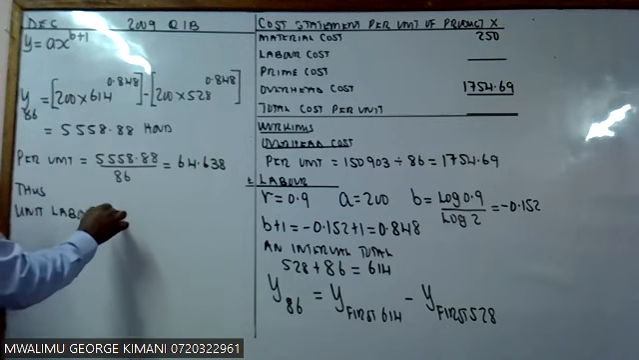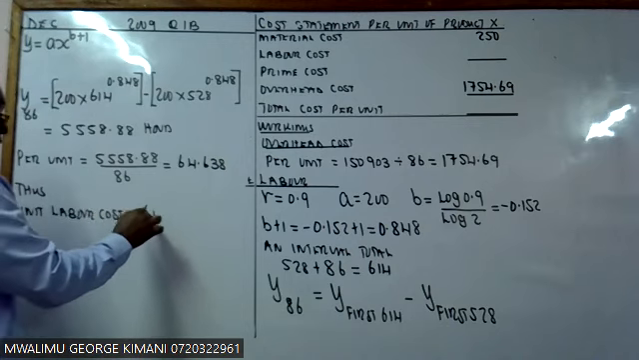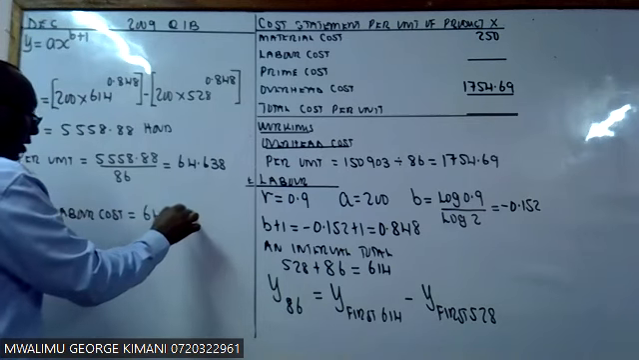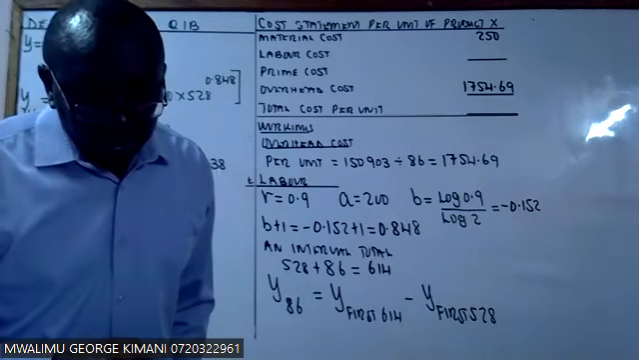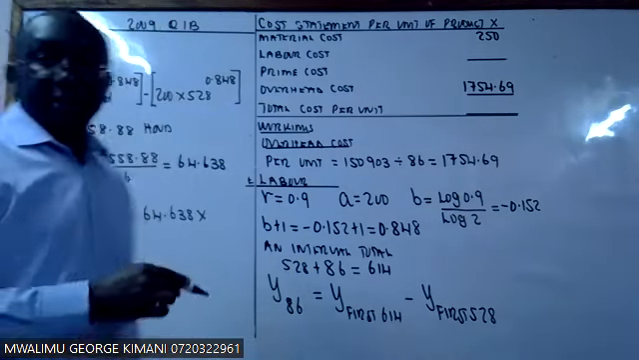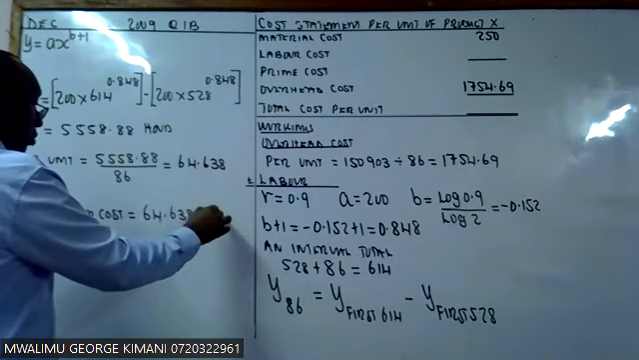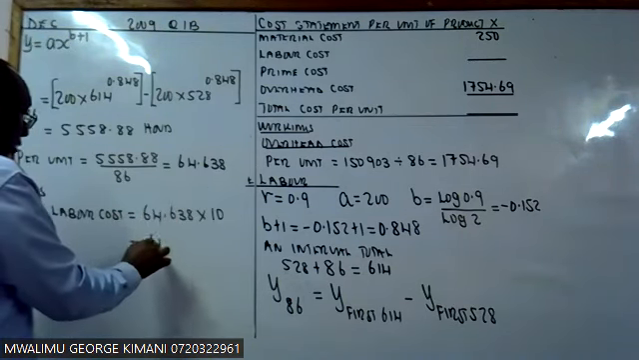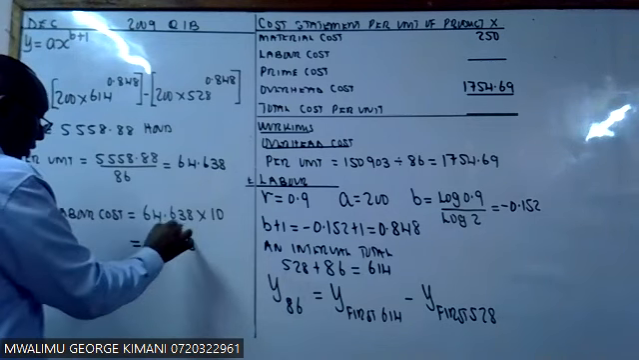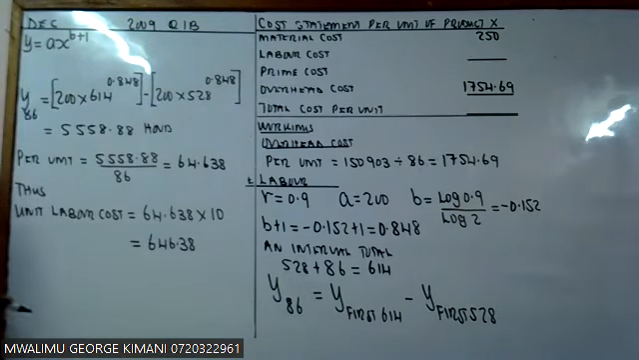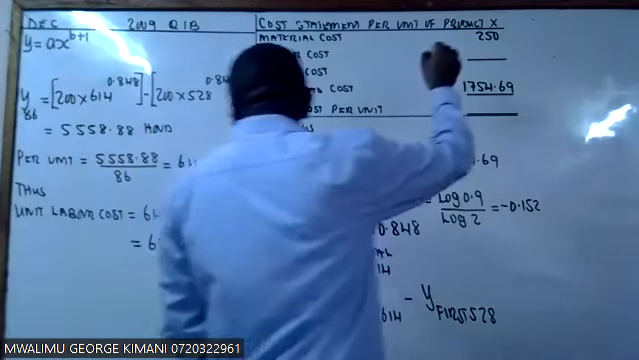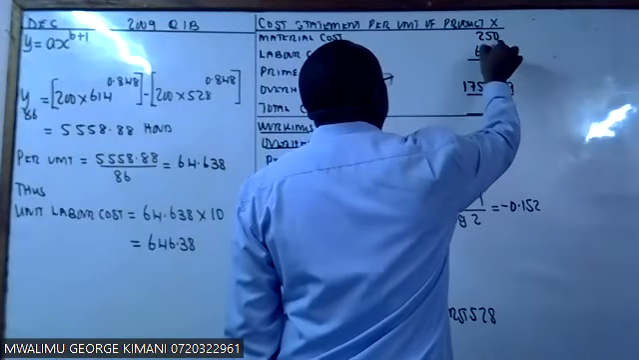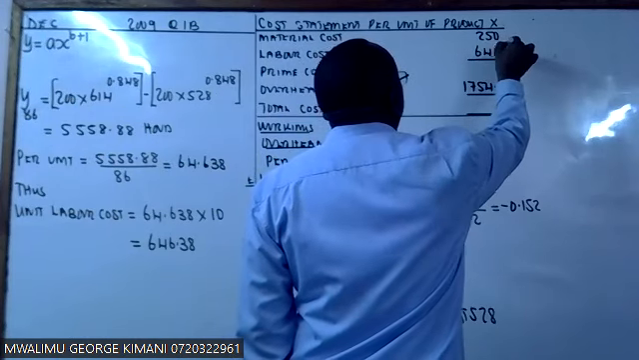Unit labor costs will be 64.638 times, we had been told that labor cost per unit is 10 shillings. So when you multiply, that gives you 646.38. So that is the one that you are going to bring here.